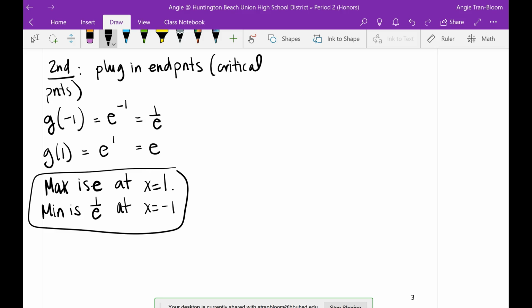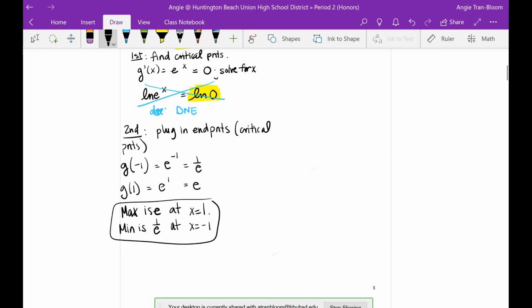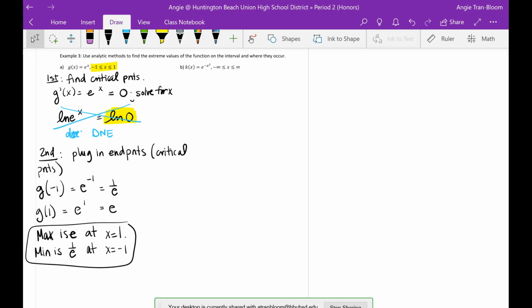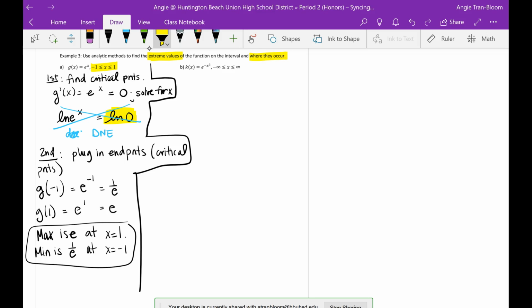Do you want to include both? Yes, give me both, because it's asking for the extreme values, and put where they both occur. Can you just give me an ordered pair? No. Tell me which one is which, because this one says give me the extreme values. That's the y value. And then where they occur, meaning where the x location is supposed to be.